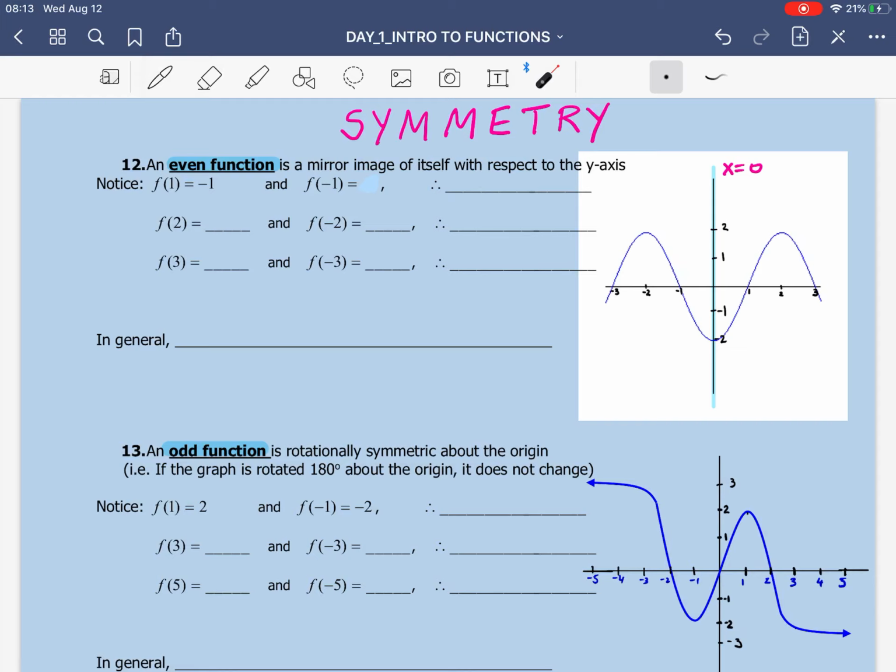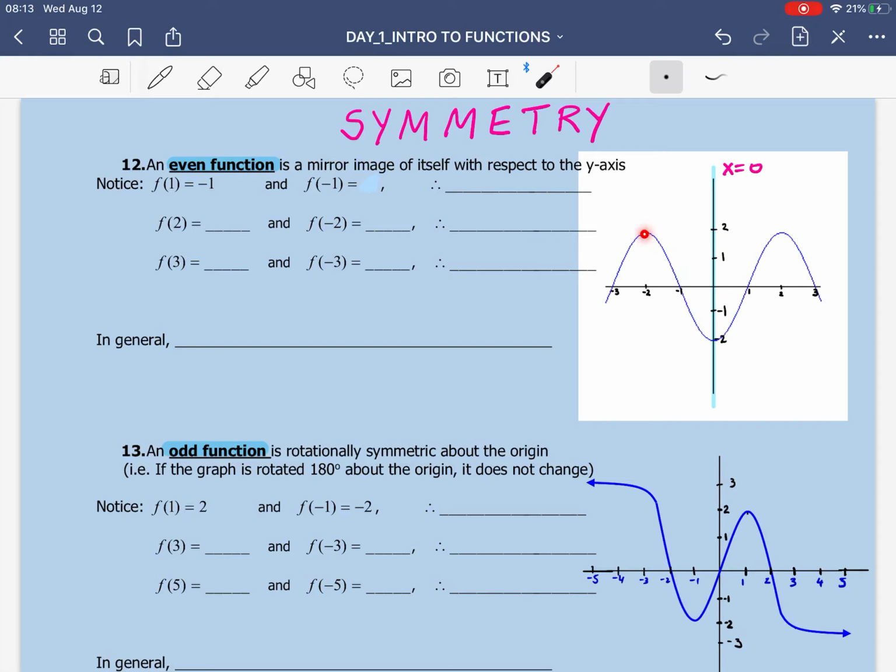For example, according to this graph, f of 1 equals negative 1. There you go. F of 1 is negative 1. And f of negative 1 is also negative 1. So at x equals 1 and negative 1, the y value is the same. So at two opposite values of x, the value of y is the same.